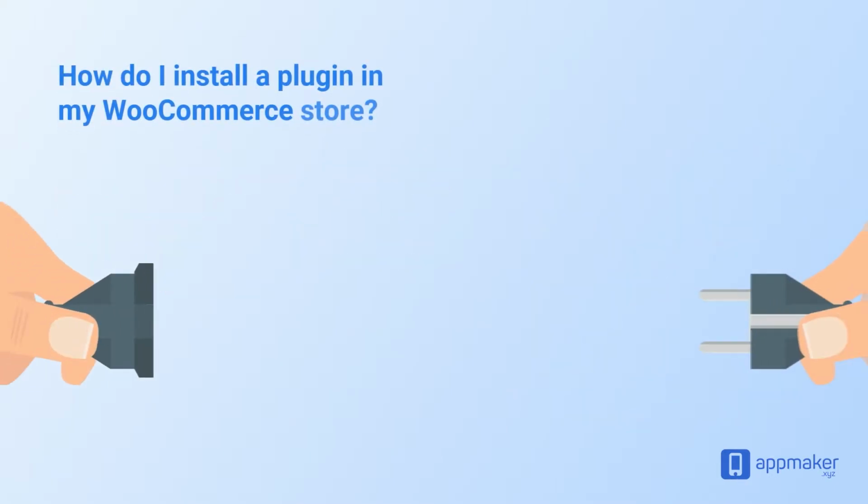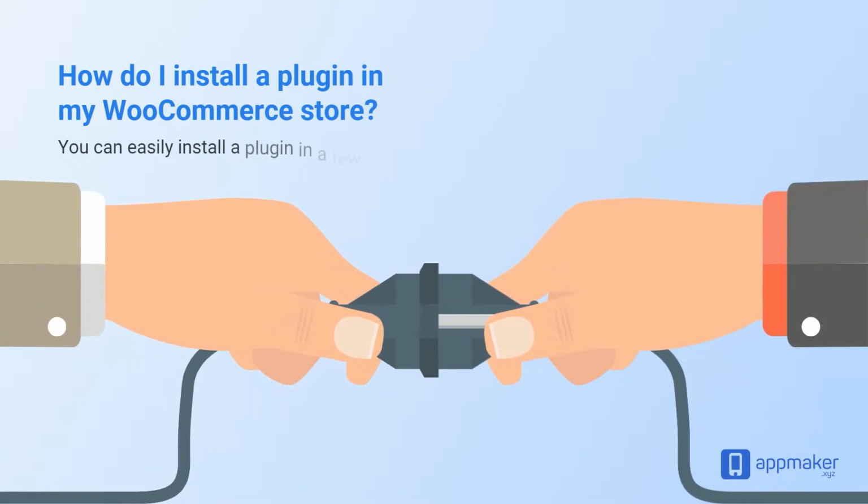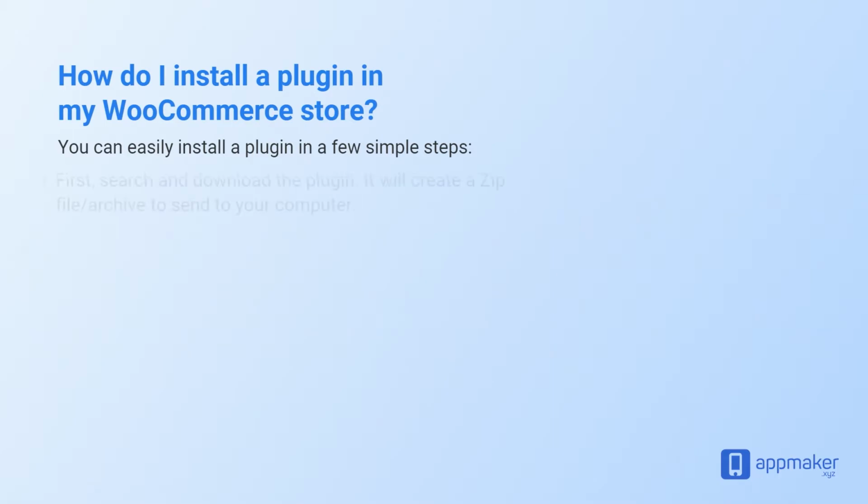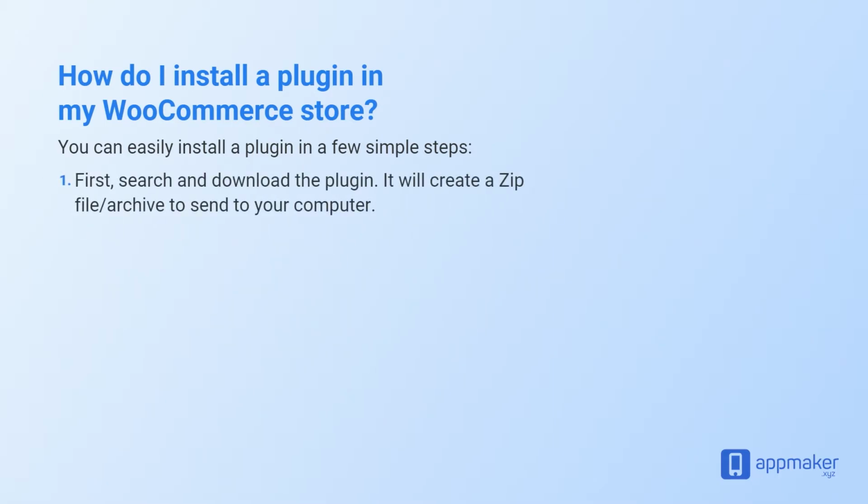Question: how do I install a plugin in my WooCommerce store? You can easily install a plugin in a few simple steps. 1. First, search and download the plugin. It will create a zip file or archive to send to your computer.